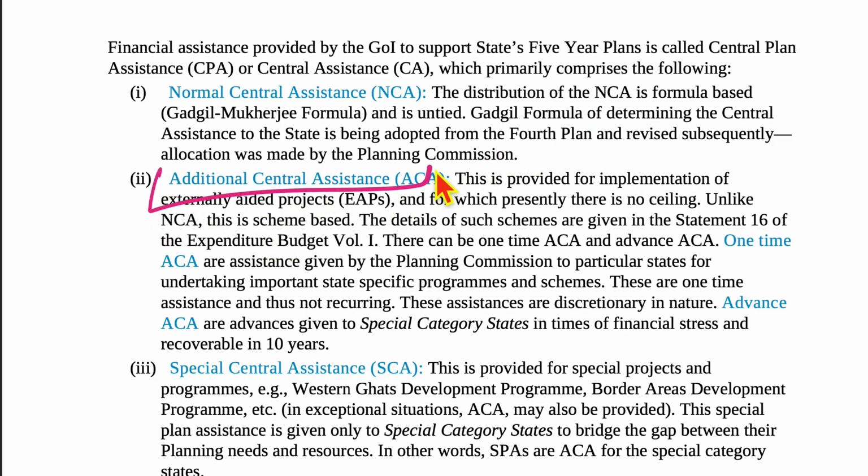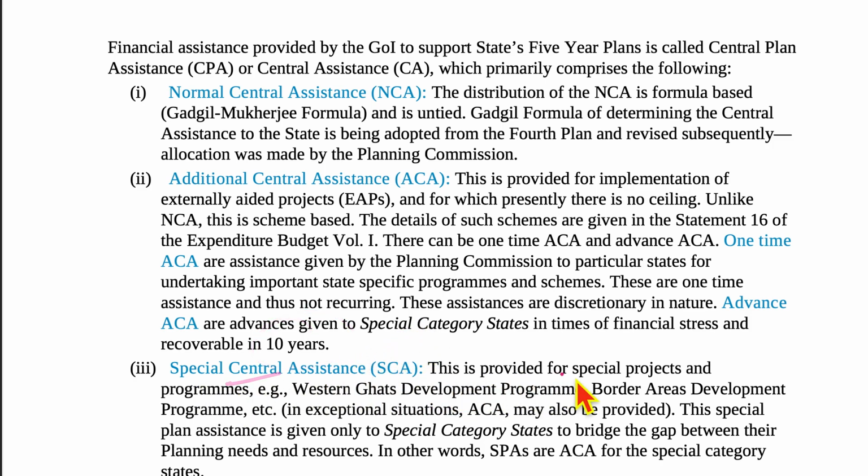Now, additional central assistance. This is provided for implementation of externally aided projects and for which presently there is no ceiling. Unlike NCA, this is scheme-based. The details of such schemes are given in Statement 16 of the Expenditure Budget, Volume 1. There can be one-time ACA or advance ACA. One-time ACAs are assistance given by the Planning Commission to particular states for undertaking important state-specific programs and schemes. These are one-time assistance and thus not recurring. These assistances are discretionary in nature. Advance ACAs are advances given to special category states in times of financial stress and recoverable in 10 years.